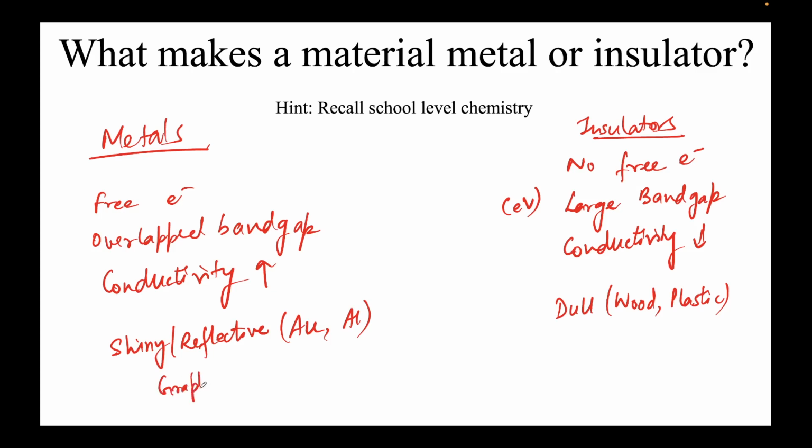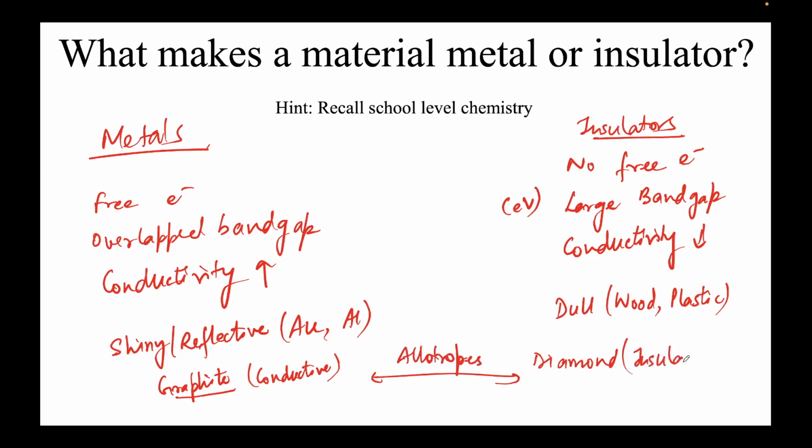Graphite, for instance, is not a metal in the purest sense, but it is conductive. It's a carbon compound, sheets of carbon. Diamond is also a carbon compound. These are allotropes, if you can recall. Diamond is an insulator. Some people call it a semiconductor, but let's forget about semiconductors. So shiny or reflective will not work. This definition from school-level NCERT does not work. So this definition is not of relevance to us.